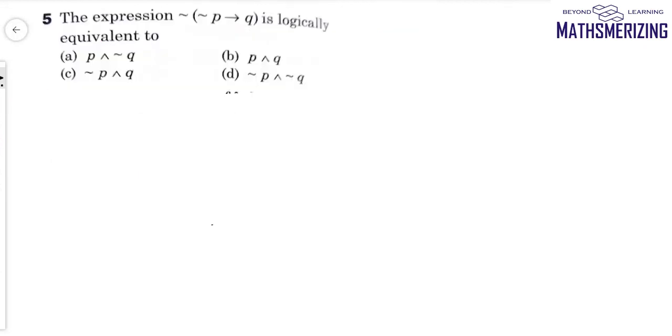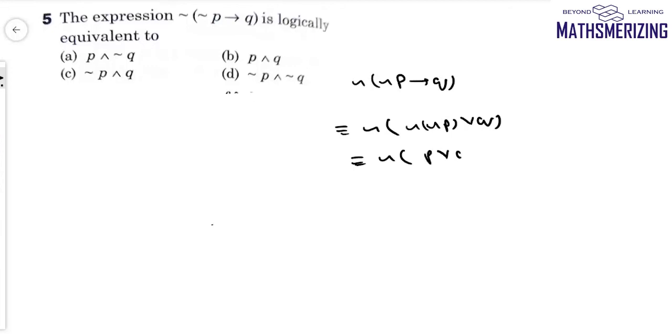So, which is your option number B. So this expression which is not of not P or Q is logically equivalent to what? So this is not of, now this is not of not P or Q. So it is not of P or Q, which is not P and not Q. And that's your option number D.